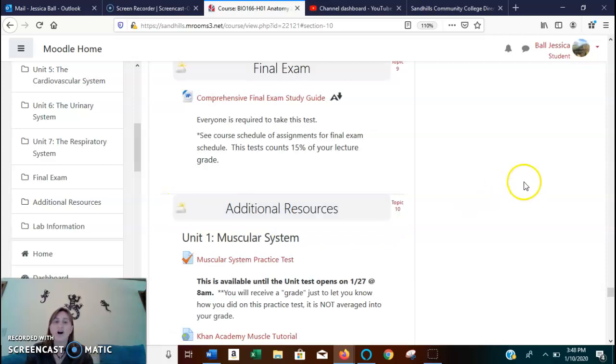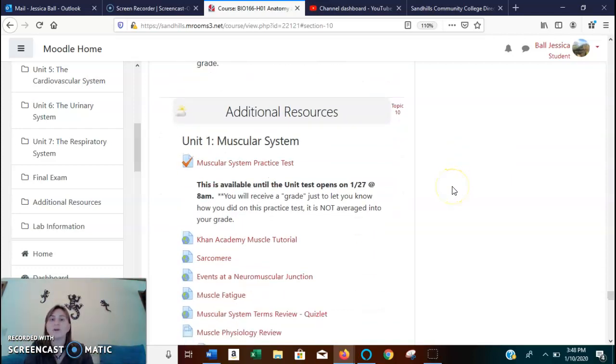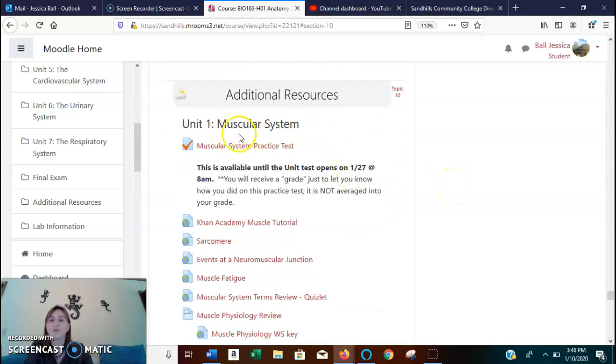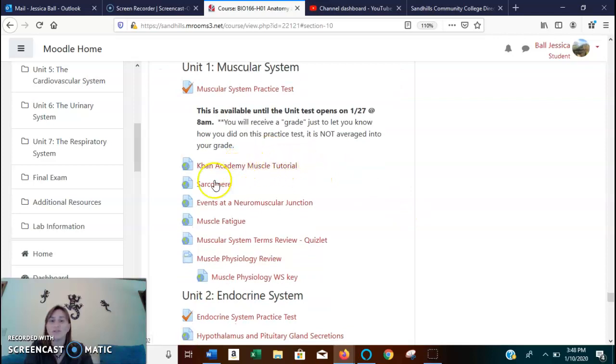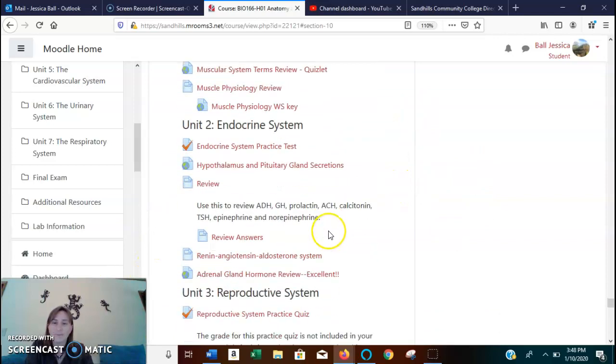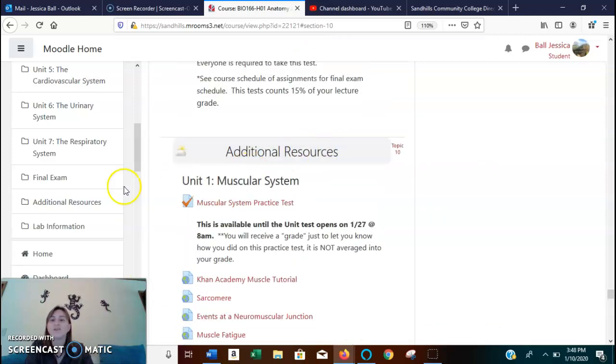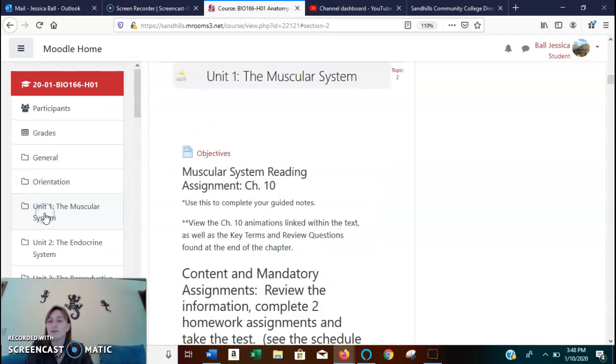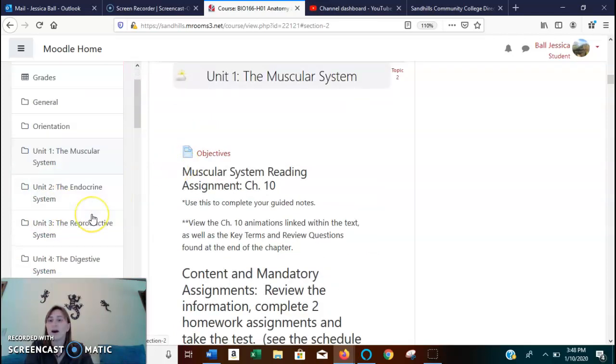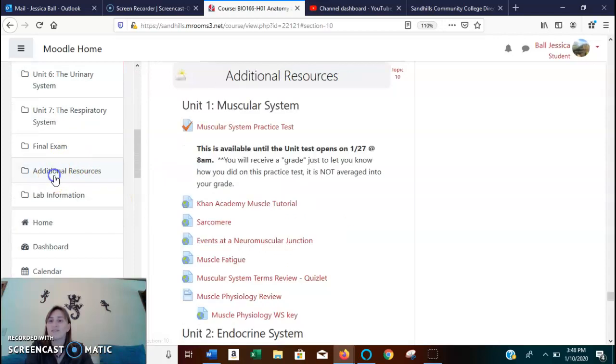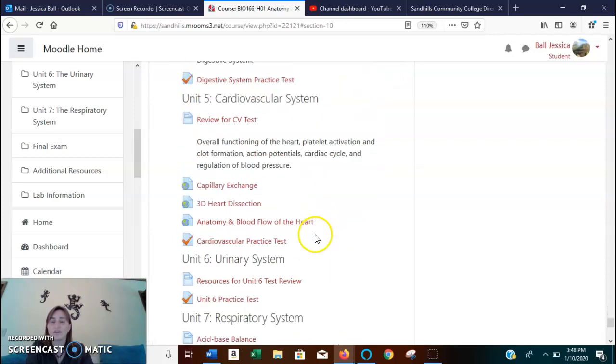I didn't want to crowd this all in each of the units, so I put all these other additional sources that could help you down here. So for example, the muscular system, I have a practice test for you. I have some video tutorials or websites for y'all, some Quizlets. So please use this. So even though I have your units organized up here, so I didn't junk them up too much, I have additional resources down here, but I still have them organized within their units.